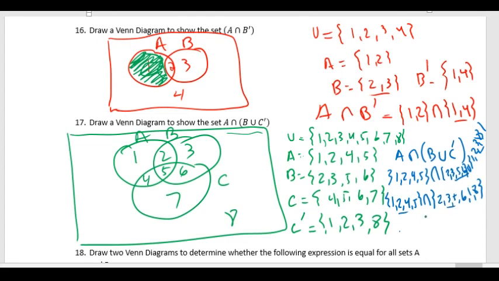So now we take the intersection. What do they have in common? 1, 2, 5. So we come to our Venn diagram and we're going to shade 1, 2, and 5. So that would be our answer.